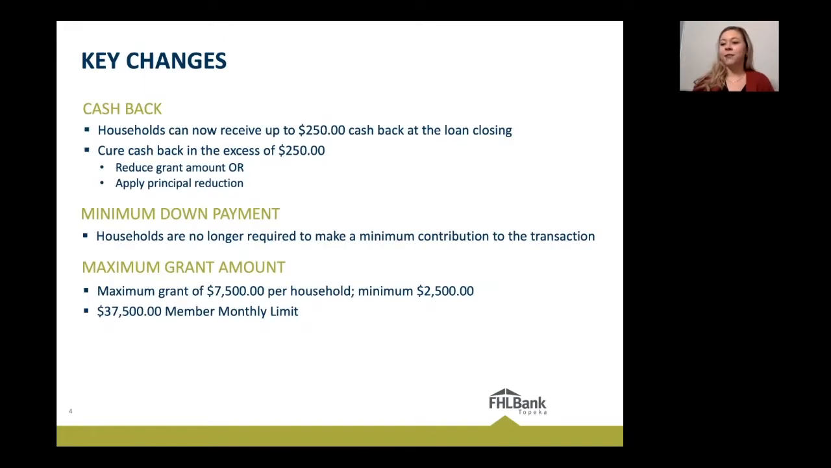We have made some significant changes to the program. First, cash back up to $250 will be allowed. Second, there will be no minimum contribution from the household required. Third, the maximum grant amount per household has been increased to $7,500. And finally, the member limit has been increased to $37,500 per member per month. As we move along in the presentation, we will discuss each of these in further detail.